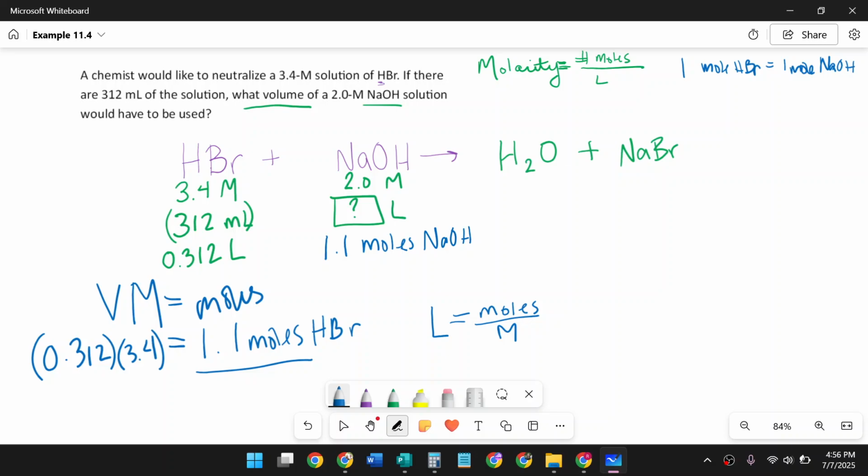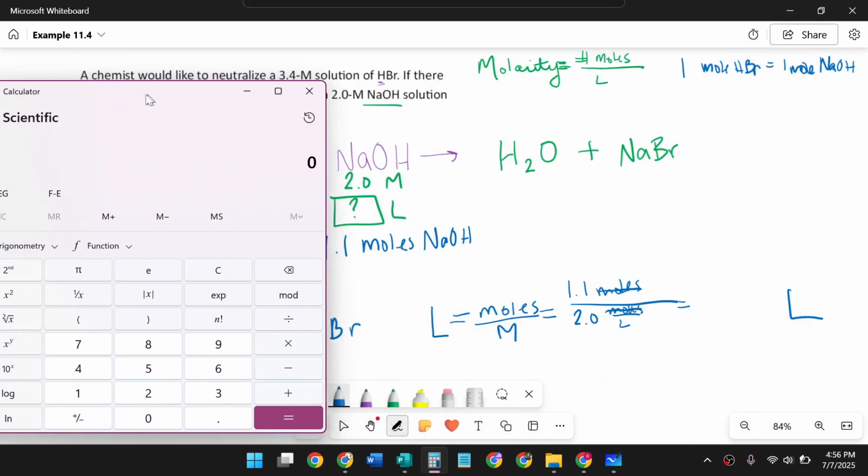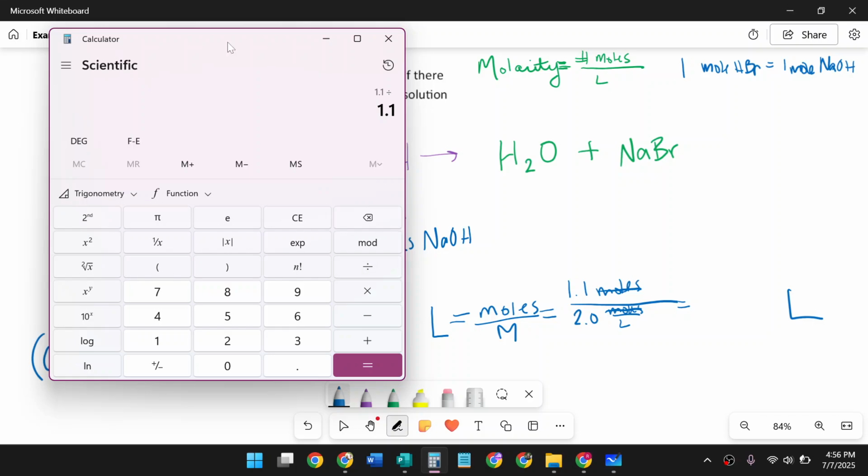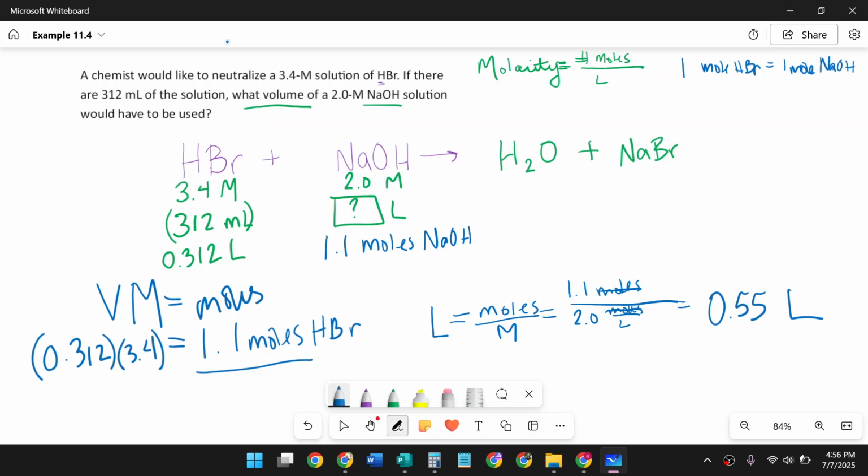We want volume, so we don't need to plug in anything for the L because that's what we're getting. We have 1.1 moles, and then our molarity is 2.0, and that's moles per liter, which means this and this cancel, and we're going to be left with the liter on the top because it's on the bottom of a bottom. So 1.1 divided by 2.0, we're going to keep two significant figures, which is all we have anyways. So 0.55 liters. So we need 0.55 liters of the NaOH solution so that we can neutralize the HBr.